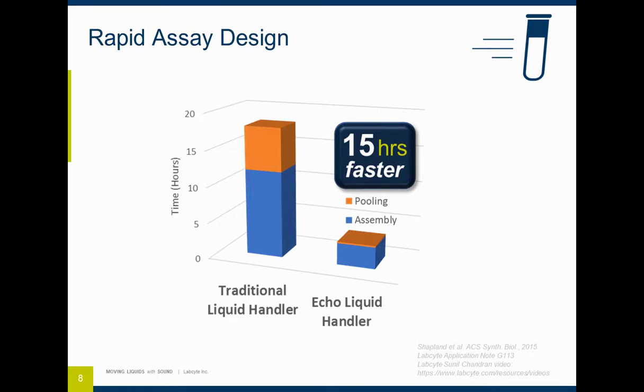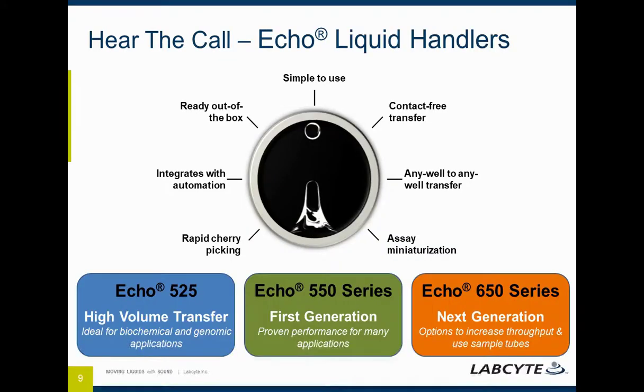With the ability of the Echo liquid handler to perform any well-to-any well transfers extremely rapidly, in many cases, complex workflows can be significantly sped up. Although this is only one example, in the example shown here, an 18-hour workflow involving sample pooling and enzymatic assemblies was reduced to only 3 hours using the Echo liquid handler, saving 15 hours of time.